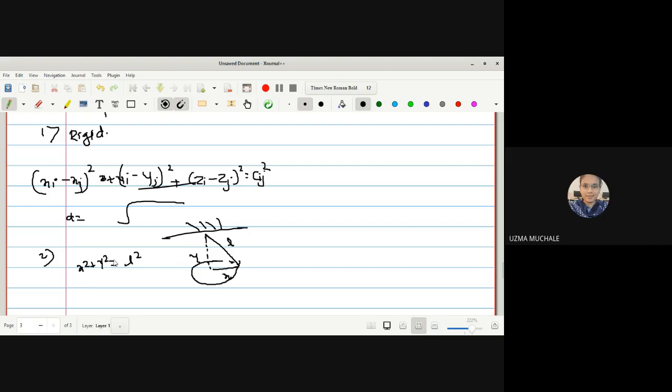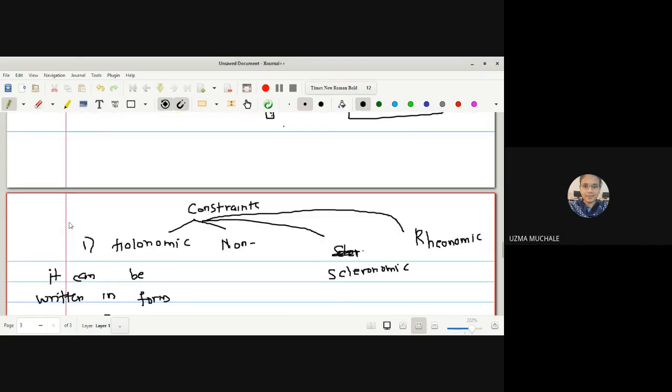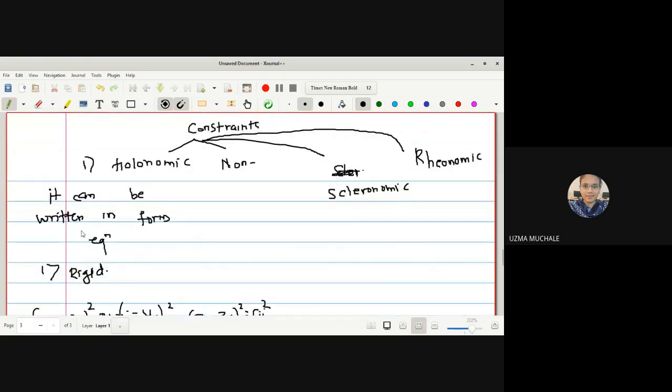Okay. So we got two examples of the holonomic constraint. What do you mean by holonomic constraint? If the constraint relation can be written in the form of an equation, whatever the relation we get on the constraint, then it is called a holonomic constraint. Okay, and what do you mean by non-holonomic constraint? The relation which cannot be written in the form of an equation. It can be written in the form of greater than or less than.